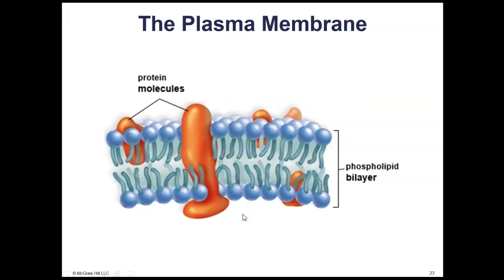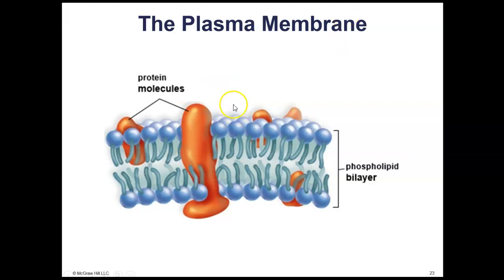All right, we're continuing on with chapter 4 on cell structure and function. And this slide number 23 is an image of the plasma membrane. So the plasma membrane is primarily a double layer of phospholipids. And phospholipids are these molecules that look kind of like a balloon with two strings, maybe. But anyway, it's a phospholipid bilayer, and then the larger orange molecules are proteins, and they have various functions.